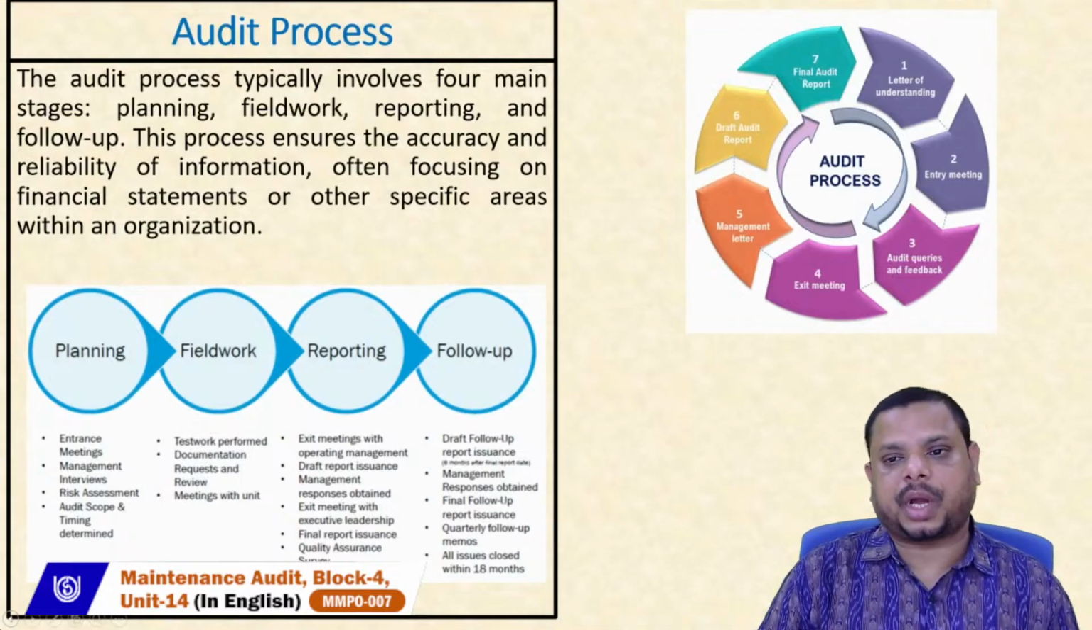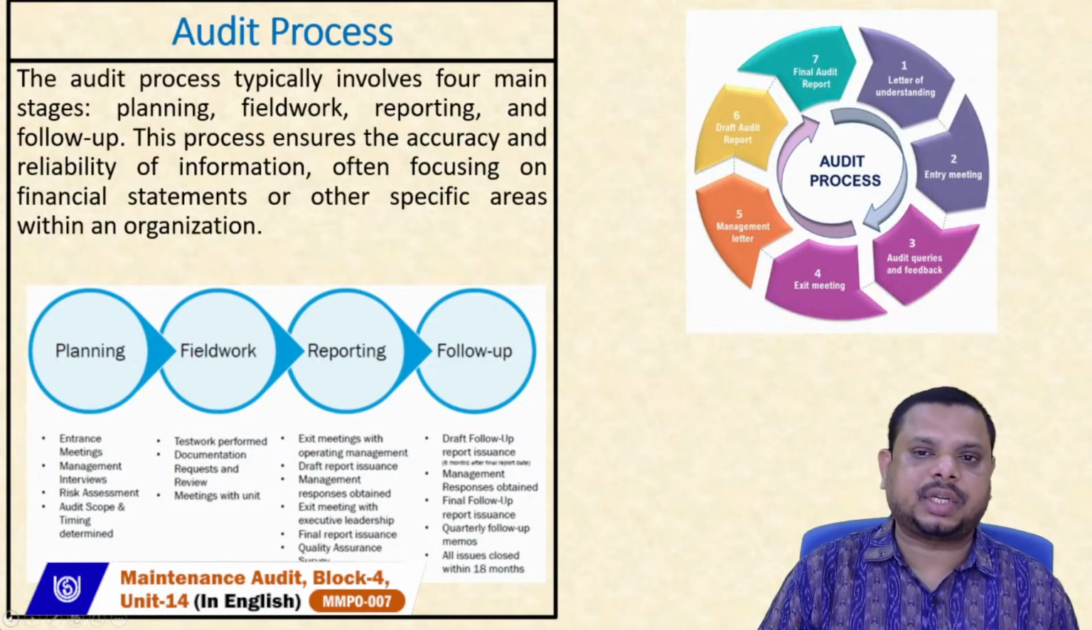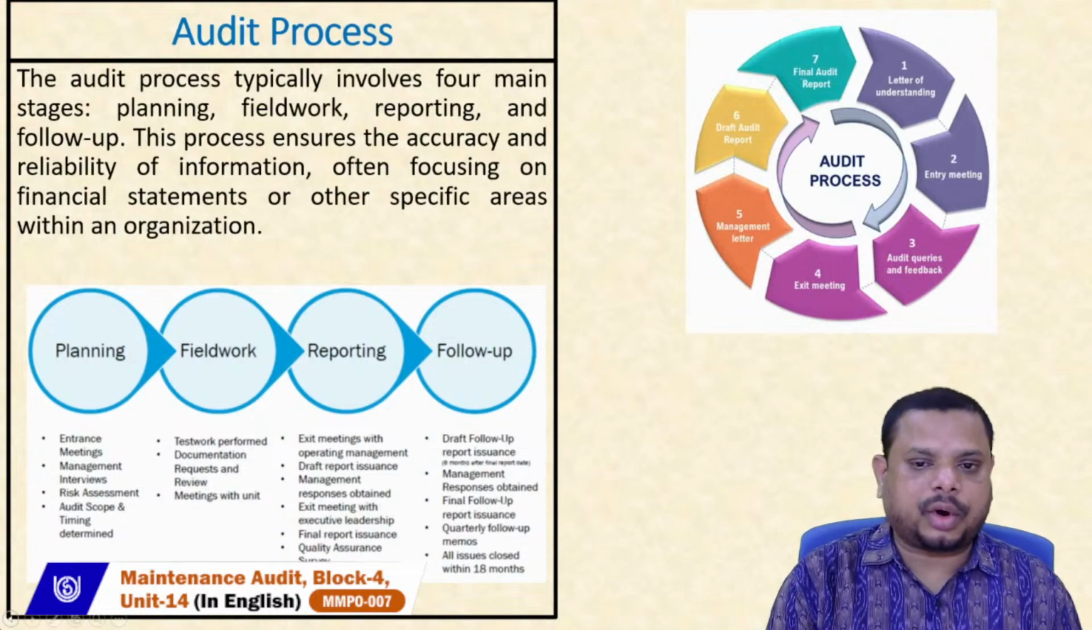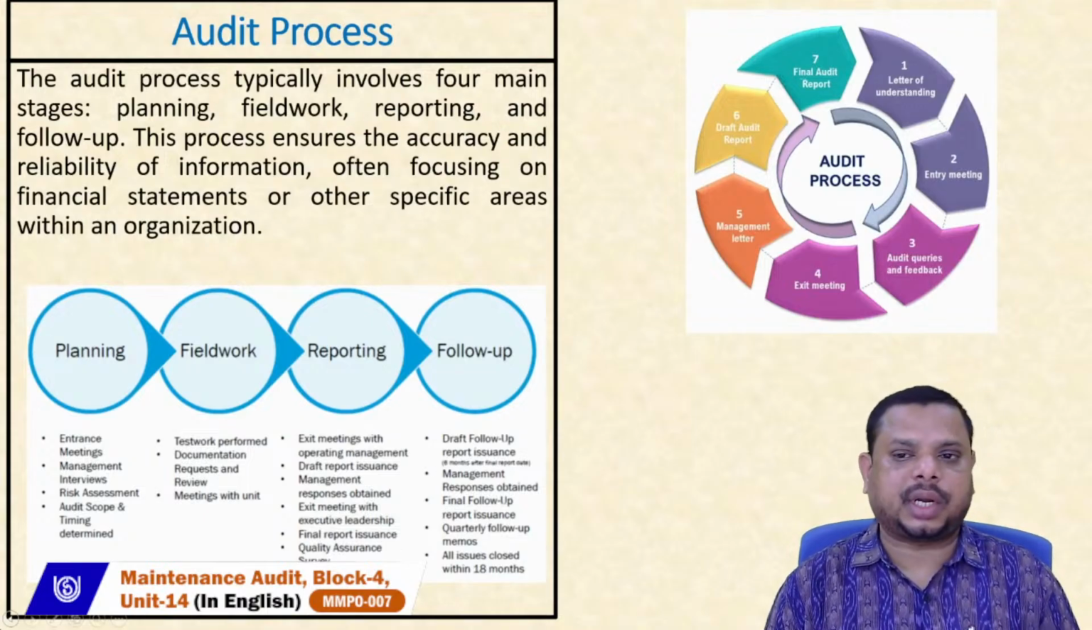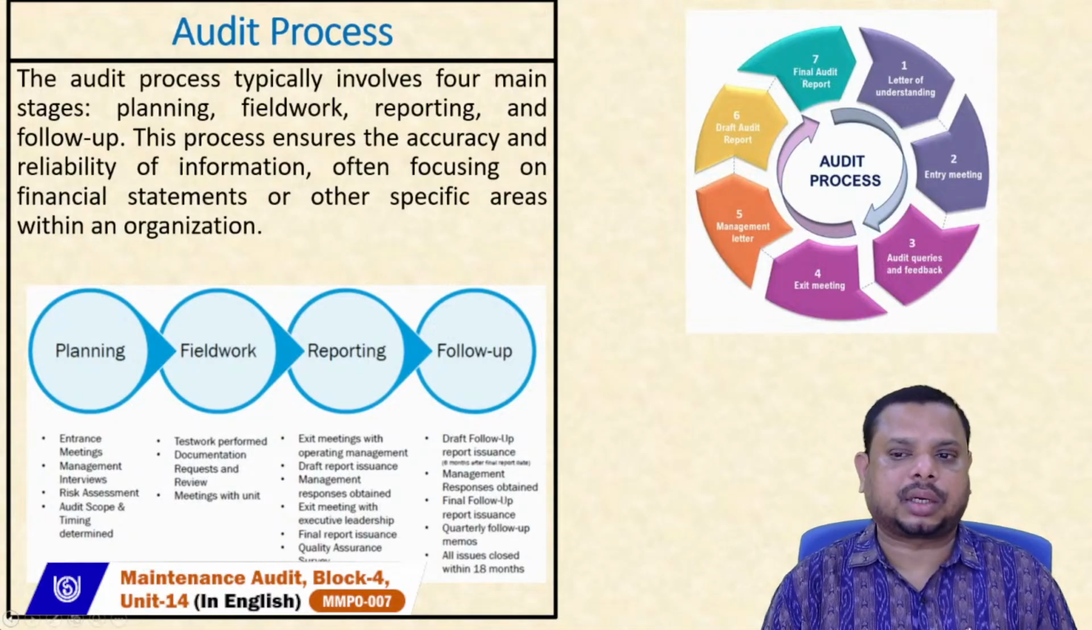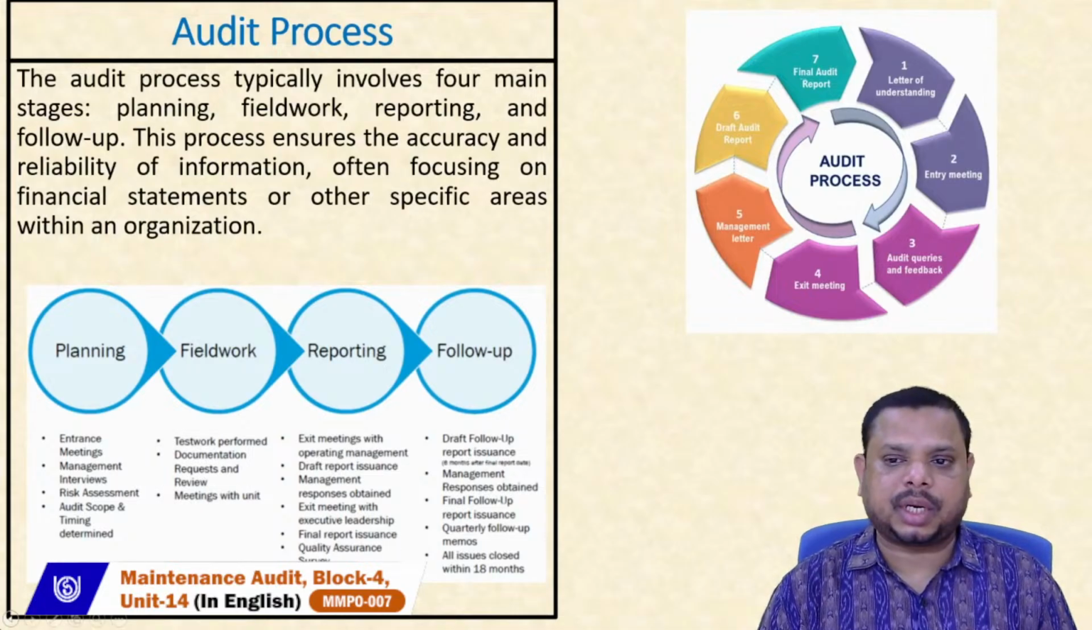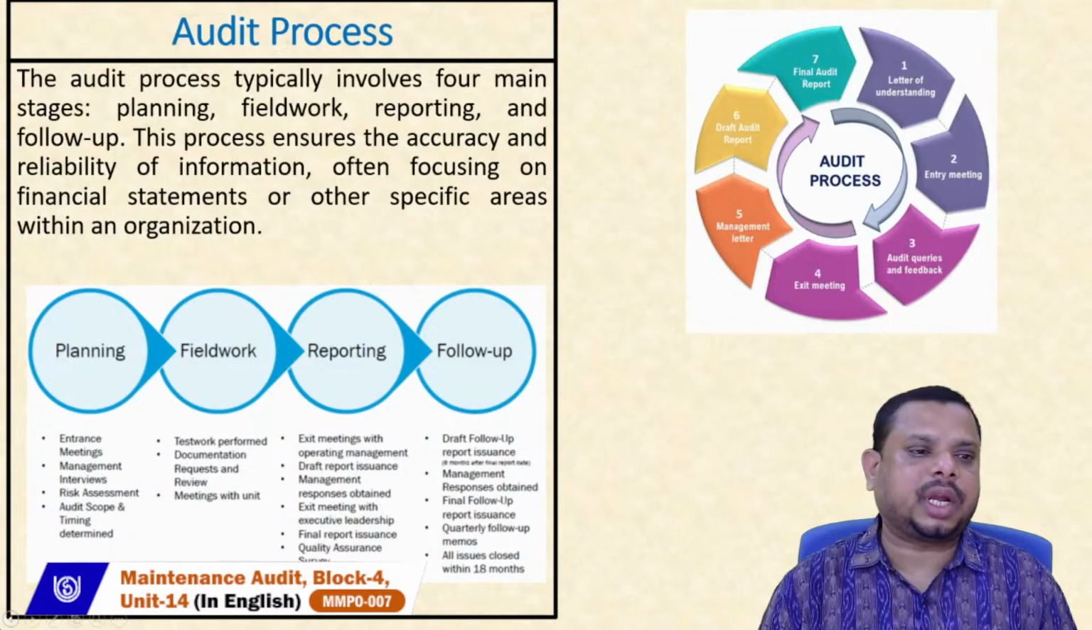The audit process passes through, I repeat, four phases: planning, field work, reporting, and follow-up. Whenever you go for a simple audit process, it starts with a letter of understanding. If you observe this figure, they conduct this during the audit. They have the letter of understanding, then entry meetings are conducted by the auditors, then audit queries and feedback are collected. Then they conduct the exit meeting with the top-level management or executive leadership and release the management letters. They go for the draft audit report, and the final report is submitted for quality assurance service.